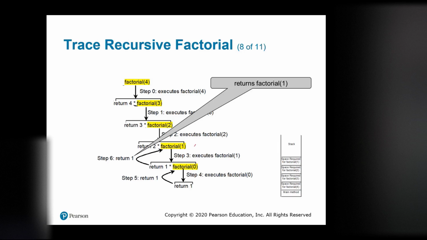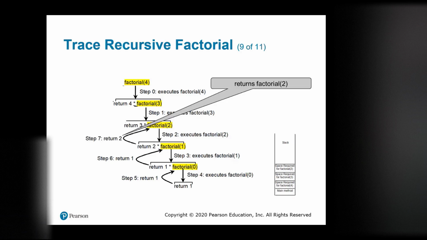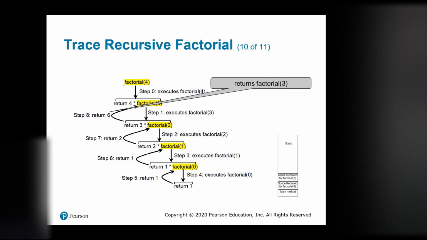So now this value is 1. So 2 multiplied by 1 is 2. So now we can return that value to factorial 3. So after returning that value to factorial 2, now we can calculate factorial 3. 3 multiplied by 2, 6. So again, we no longer need to store space on the stack for factorial 2. So that space is gone.